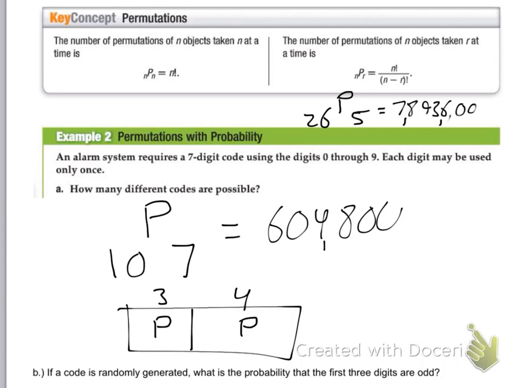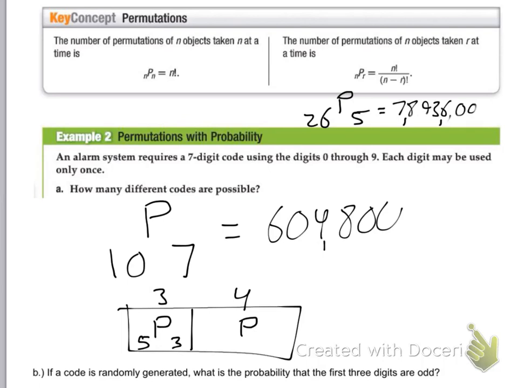How many odd numbers are there? 3. There's more than 3 odd numbers. Wait, in your 10-digit options, there are 5 of them that are odd. How many am I using? 3. Only using 3.